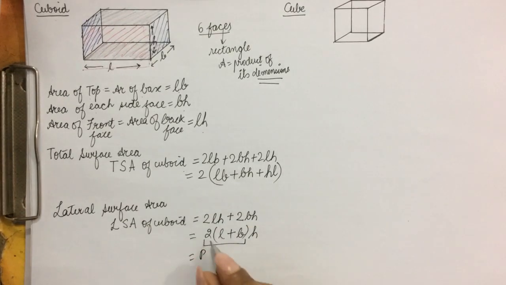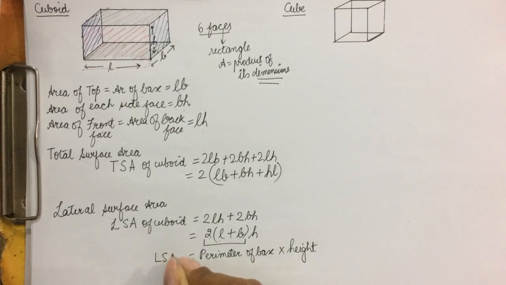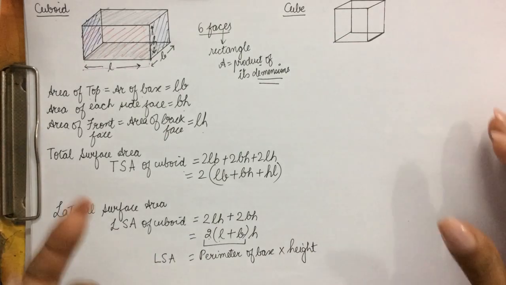So this 2 into L plus B into H is the perimeter of the base multiplied with the height of the cuboid. This is another formula which can be used to find out the lateral surface area of a cuboid. Let's move to the second shape, which is a cube.